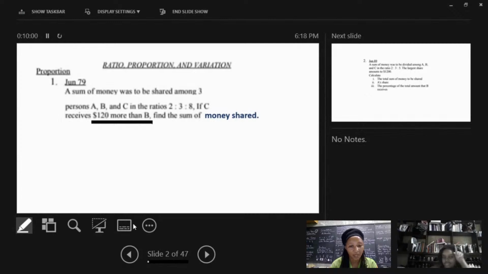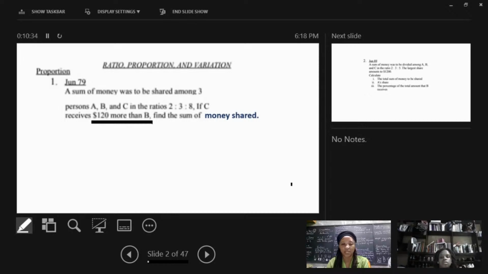So C has 120 more than B. The screen is... You want to join from the phone? So 8 over 3. You want to join from the phone? It doesn't work. Can you see the screen? Yeah. All right. So look at it, Asar. Any ideas?